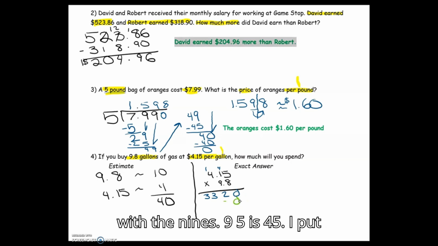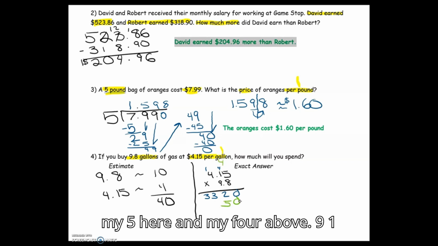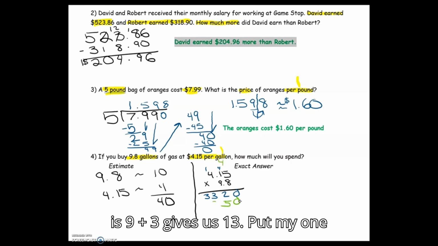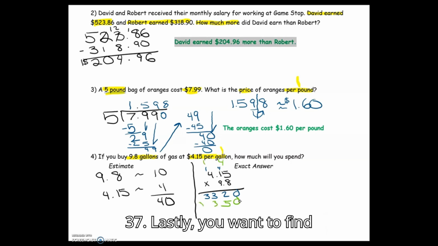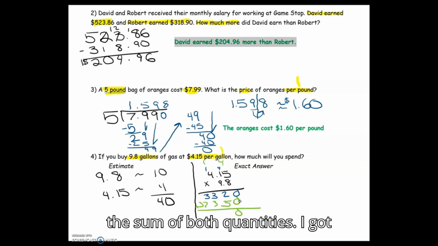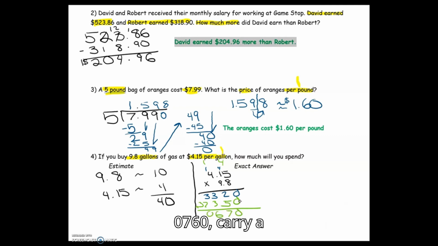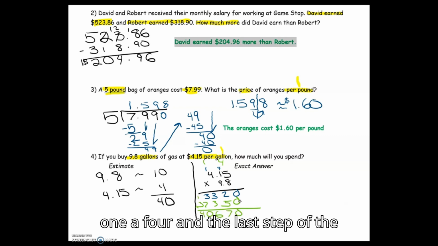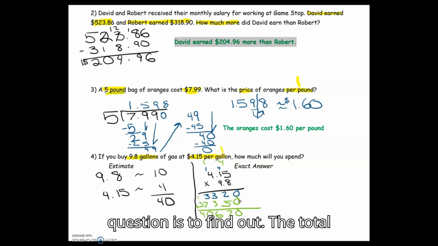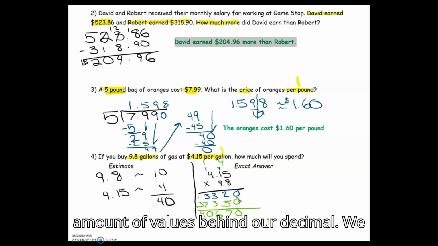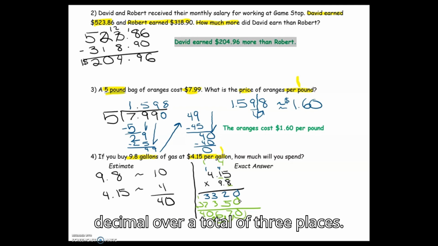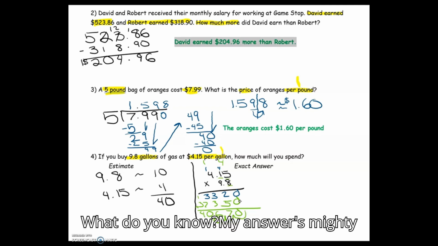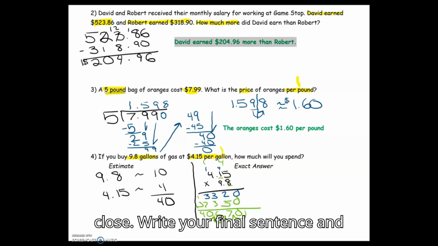9 times 5 is 45. I put my 5 here and my 4 above. 9 times 1 is 9 plus 3 gives us 13. Put my 1 above again, and 9 times 4 is 36 plus 1 gives us 37. Lastly, you want to find the sum of both quantities. We got 0, 7, 6, 0, carry a 1, a 4. And the last step of the question is to find out the total amount of values behind our decimal. We got 1, 2, 3. So we move our decimal over a total of 3 places. What do you know? Our answer's mighty close. You write your final sentence, and we're all done.